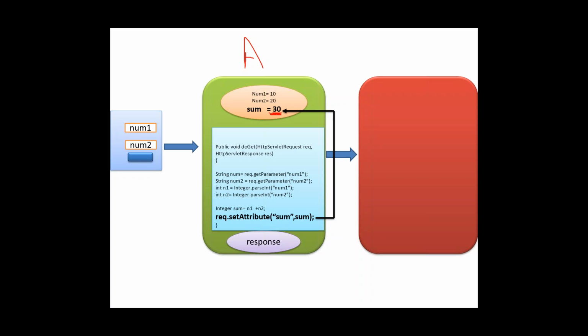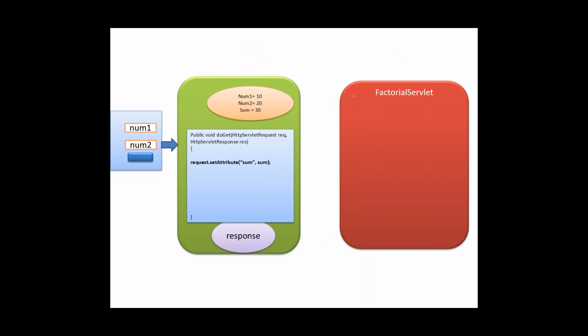Now what I want to do is calculate the factorial value for 30. If I want to calculate the factorial value for 30, I will pass this on to another servlet. This is your factorial servlet. This addition servlet is only capable of adding two numbers, but my requirement is to calculate the factorial value. So whatever intermediate job has been completed, I will pass on to another servlet with request.setAttribute. From here, I want to pass on the control to the other servlet.